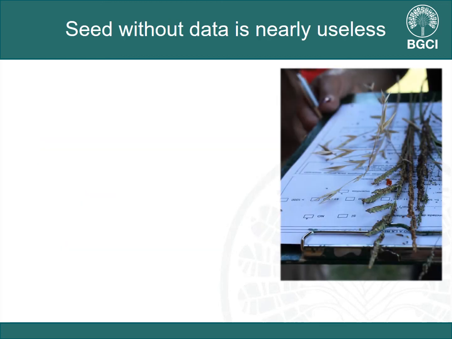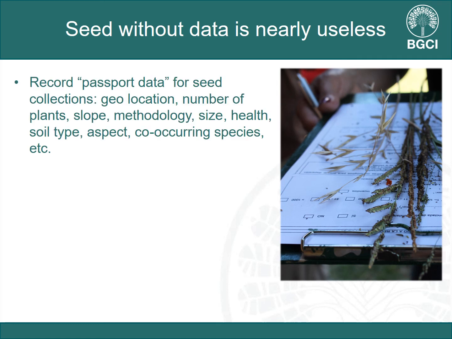Last point, but not least important, is data. Seed without data on species ID, place of origin, and other important information is almost useless. At minimum, the data sheet should record species name, GPS location, the number of plants sampled from, the number of plants existing in the population, and the sampling approach. By this, I mean, did you use random sampling? How much distance was between plants, etc.